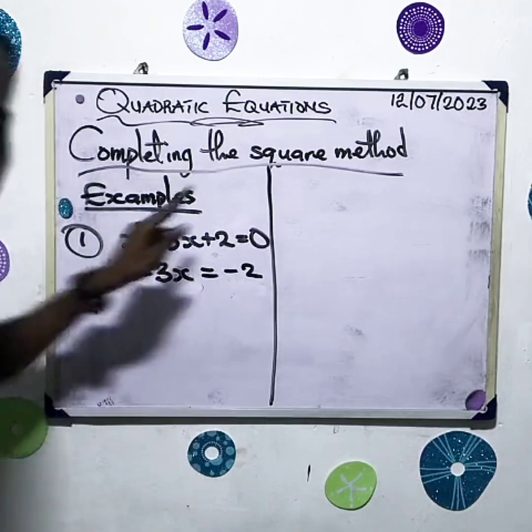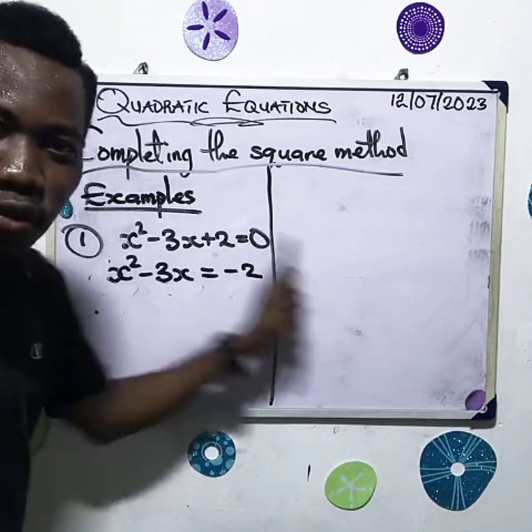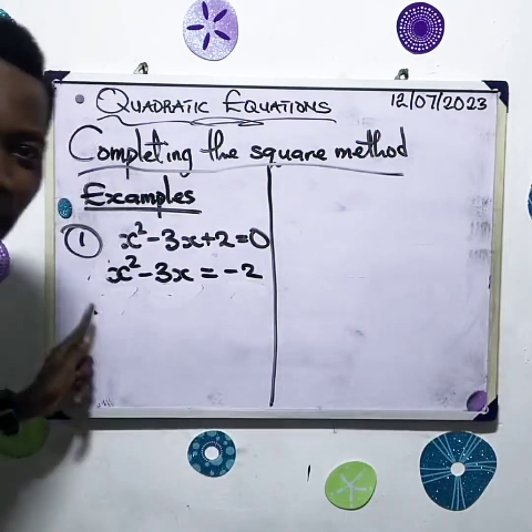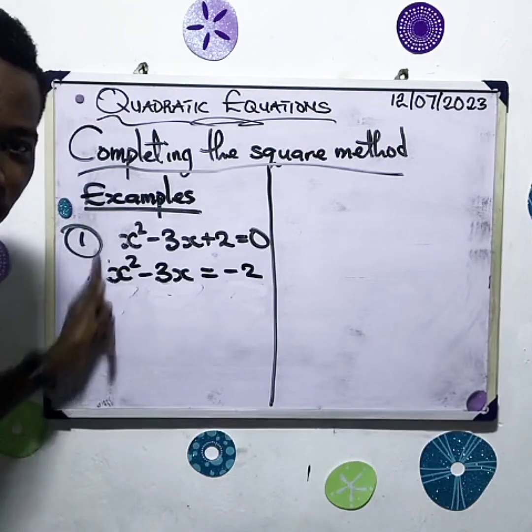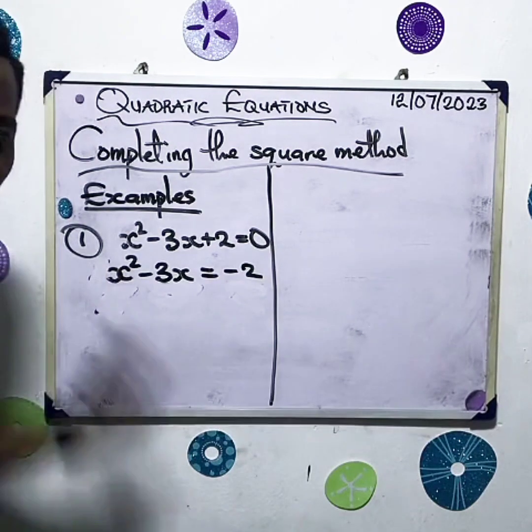So, first step, move your constant to the right hand side. Second step, make sure that the coefficient of the x squared is unitary. In other words, make sure it's having only 1. Now, what's the next thing?